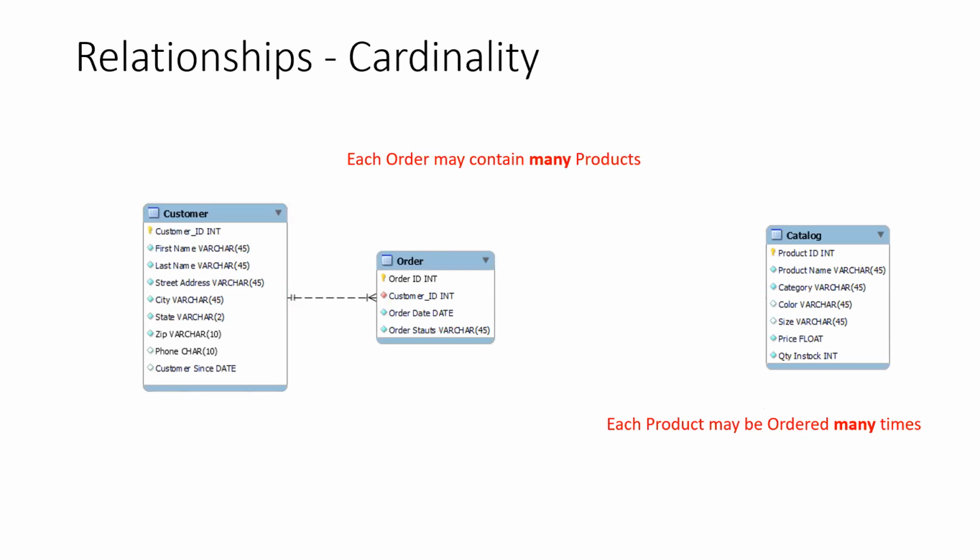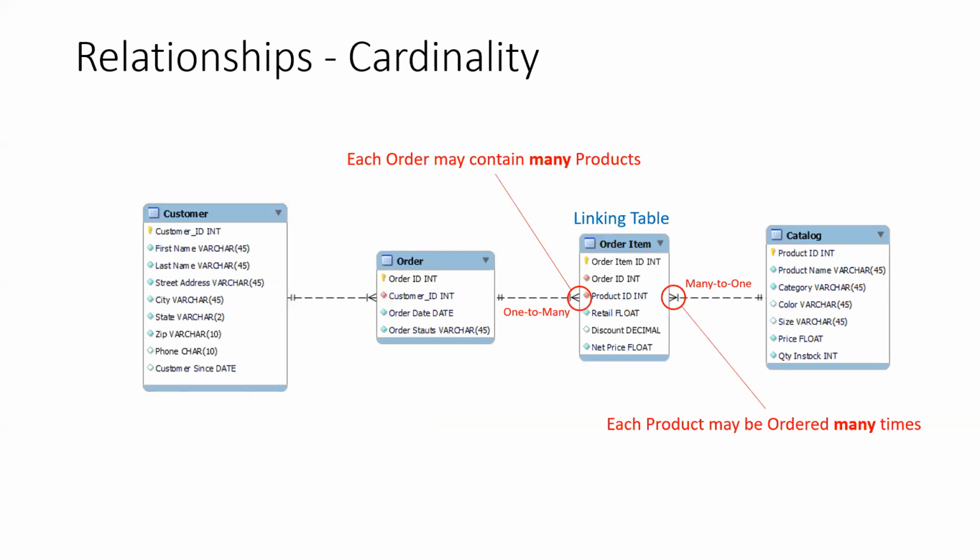Now each order may contain many products, and each product may be ordered many times. So this is where we have our many to many, and thankfully our MySQL Workbench automatically creates a linking table when we create a many-to-many join. We'll end up with a linking table, order item, with our one-to-manys pointing to that.